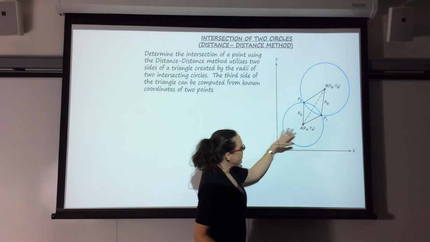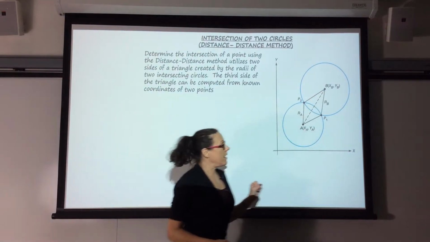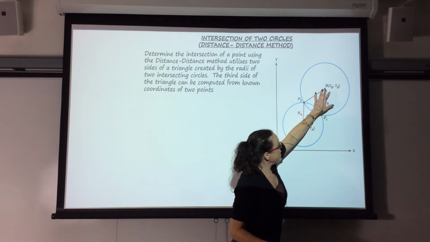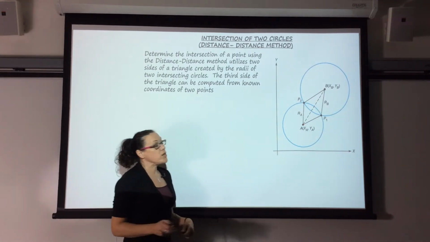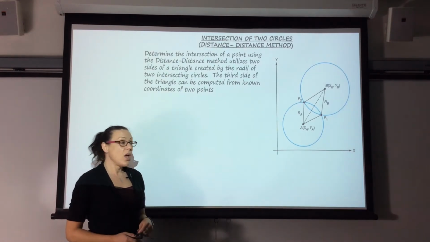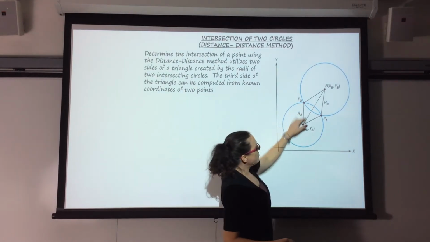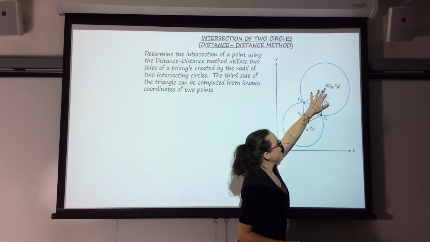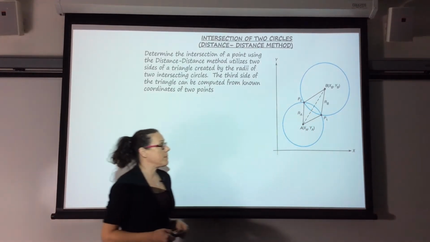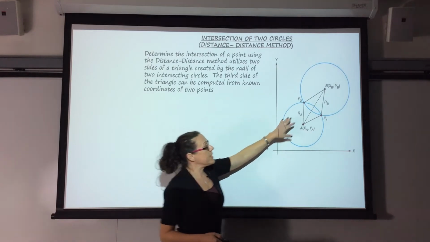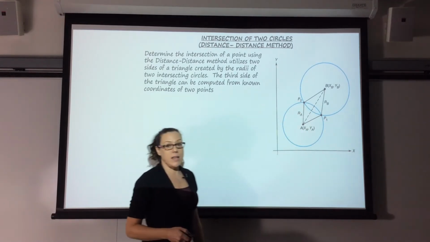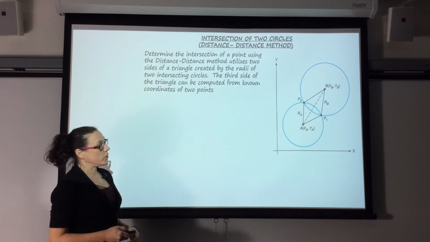So here's the example: we have x of A and y of A, x of B, and y of B. We know those 2 points. We have specific radii, radius A from point A and radius B from point B. They don't have to be the same radii, they can be 2 different radii, but they intersect at points P1 and P2, for example.